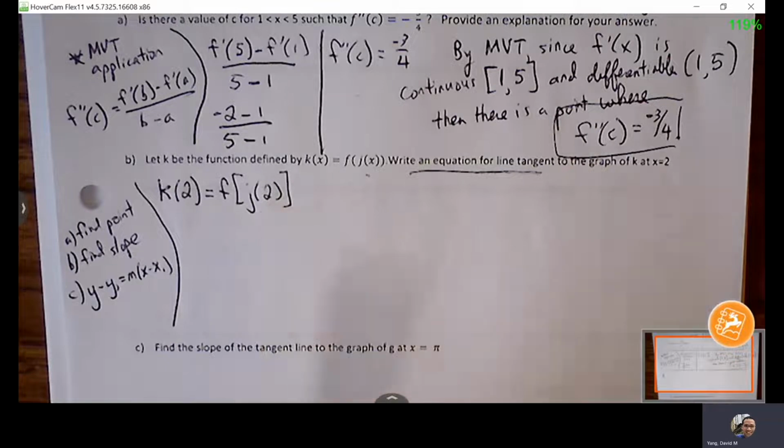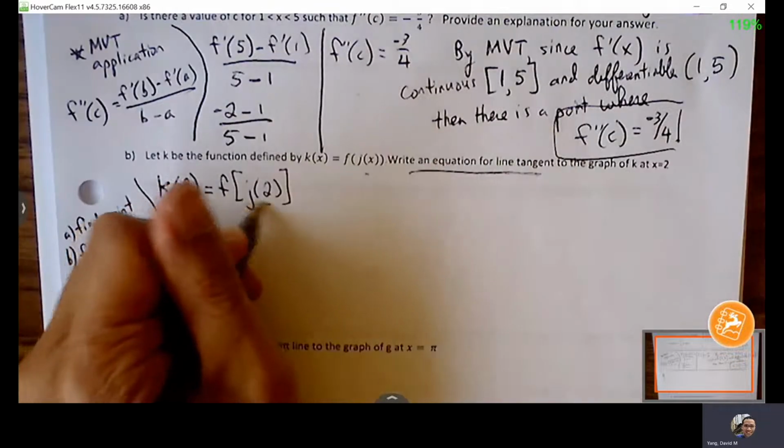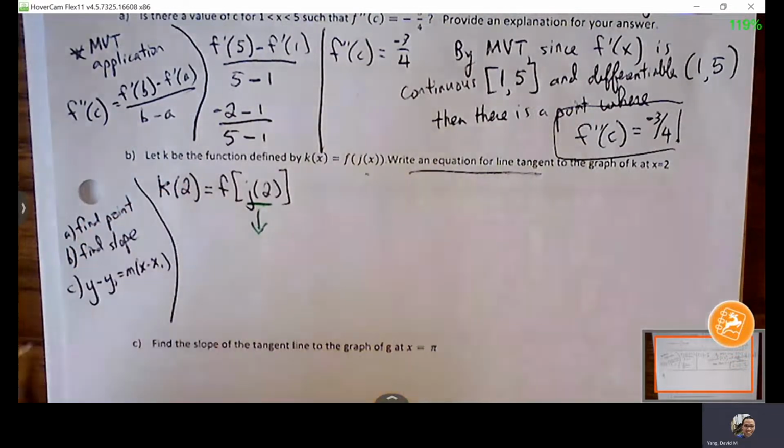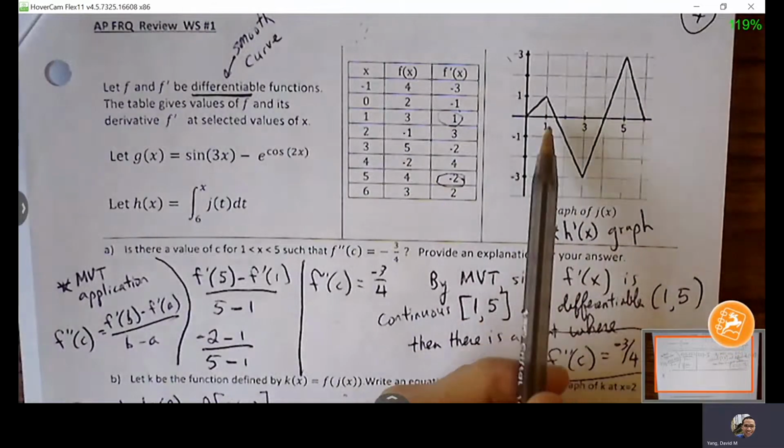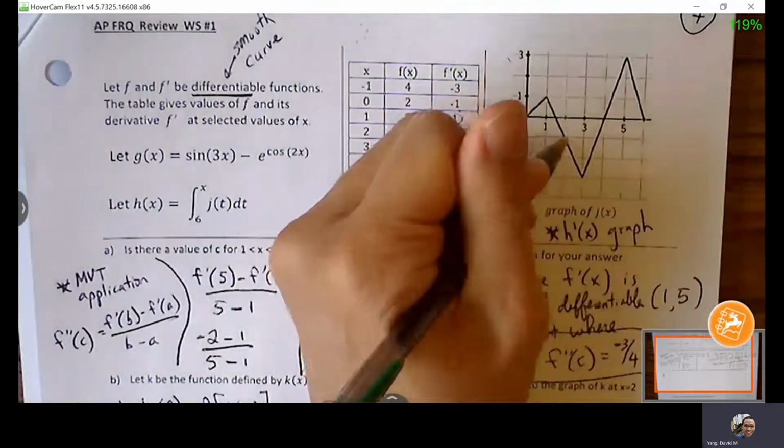So let's start with j of 2, because we can figure out what j of 2 is. We have the graph to help us find j of 2. So I'm just going to find that piece inside. So j of 2, this is my j graph. So j of 2 is just equal to -1.